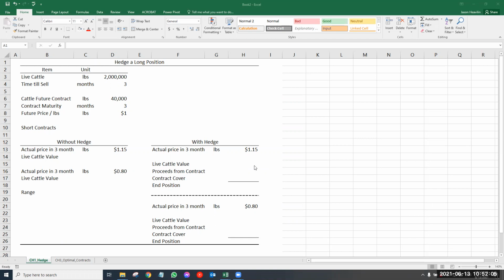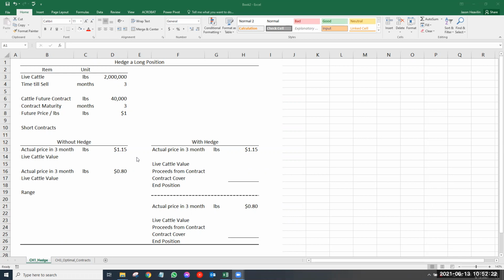In this video, we are going to go over hedging a long position with a future contract, and we're also going to talk about optimal contracts to get into to hedge as well as possible.